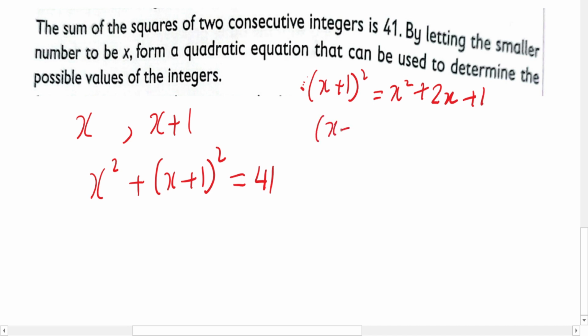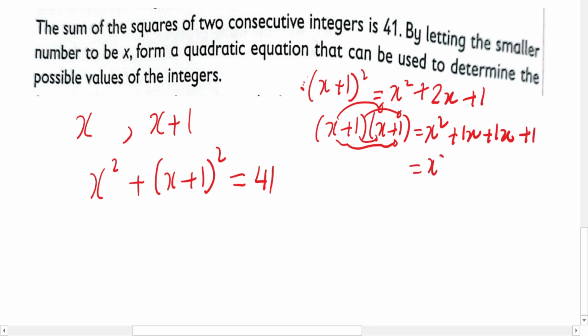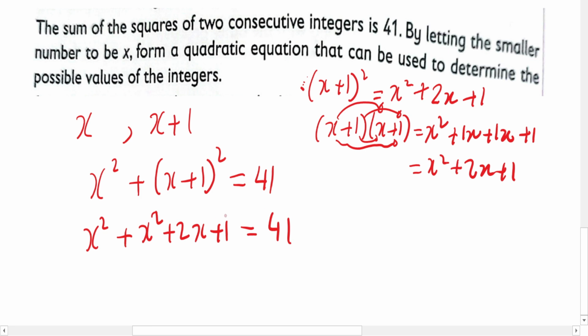If you opt to use the longest way, x plus 1 times x plus 1, it is x times x, which is x squared, x times 1, which is 1x, 1 times x, which is also 1x, and 1 times 1, which is 1. It gives you x squared plus 2x plus 1. So it's going to be x squared plus x squared plus 2x plus 1, which is equal to 41.